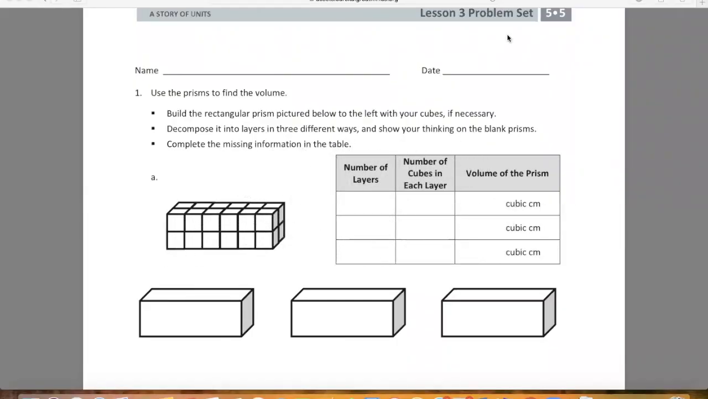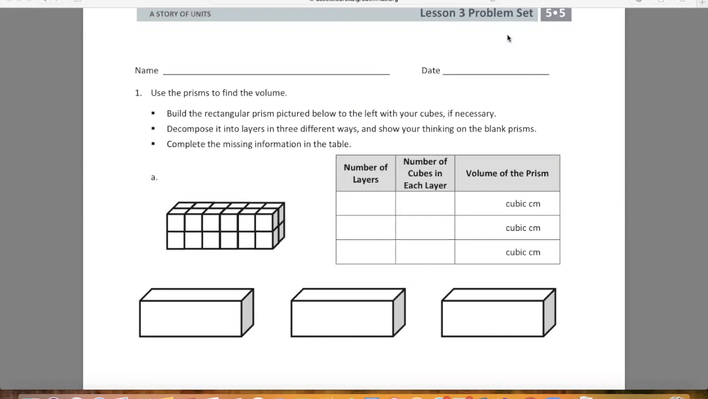Hi guys, today I am going to go over lesson 3 and lesson 4 from module 5, and I'll be doing the problem set, just a few of these problems to help you out with the problem set and the homework. I'm going to start with lesson 3 problem set in module 5.